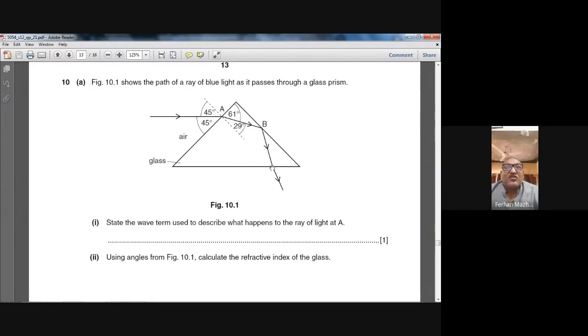Sorry, he is asking for the point A. Okay, sorry. At point A, what is happening? At point A, the light is traveling in the air and it entered into the glass. You can see the light was traveling in the air and it entered into the glass and the path of the light has changed. So this is refraction. Only you have to state the name. The refraction of the light has taken place.